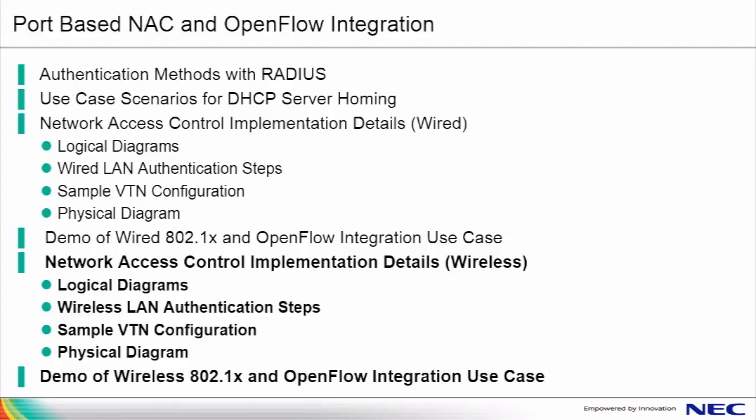Recall in part 1 of this video, we discussed some high-level design concepts as shown at the top of the slide, including the authentication methods available via Radius and use case scenarios for DHCP server homing. We also covered the network access control implementation details for the wired scenario. To start this video though, let's get into the NAC implementation details for wireless.